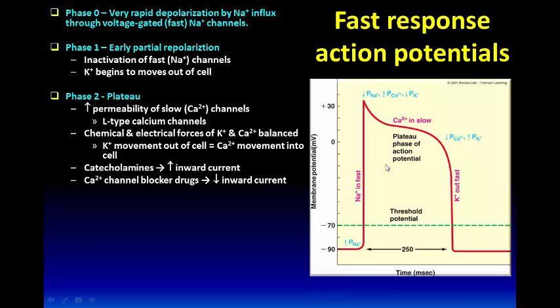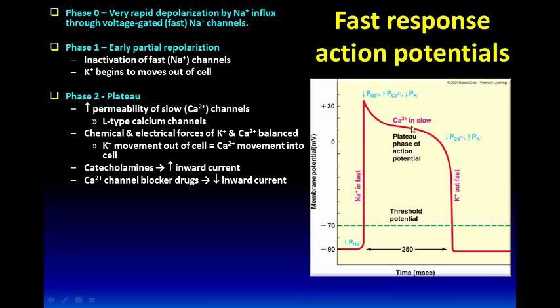Then we have phase two. This is a long plateau phase where the permeability of the membrane to calcium increases and calcium ions get in through voltage-gated calcium channels, which we call the L-type calcium channels, the dihydropyridine receptors. These are all names for these calcium channels, and we also call them the slow calcium channels.